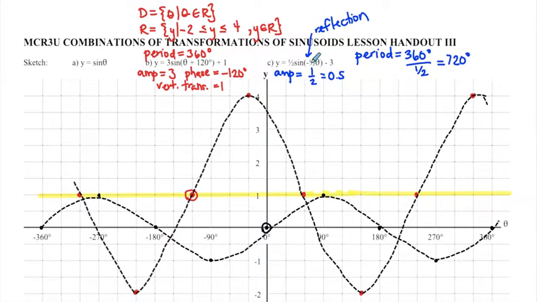So instead of shrinking it or compressing it, it's going to stretch it. And this is where it comes from as well, right? So we're dividing by that 1/2, which is really the same as multiplying by 2 when you're thinking about those fraction rules. So we know that we have a period of 720. And then we have no phase shift, so our phase shift is going to be 0.